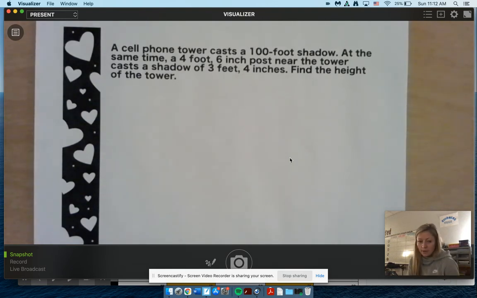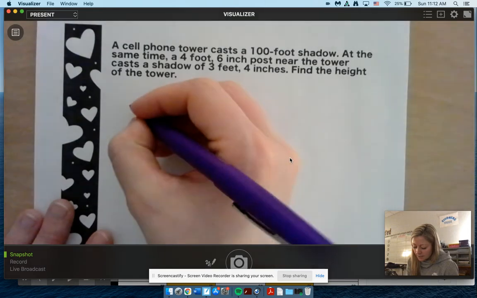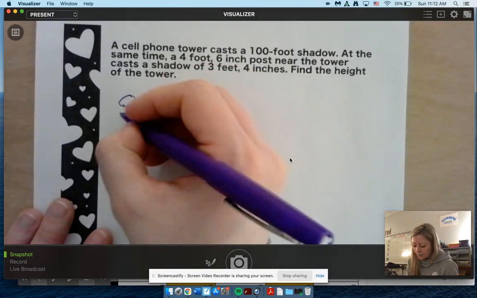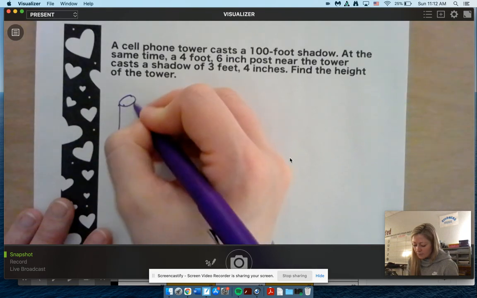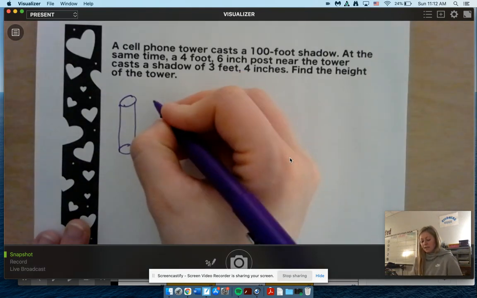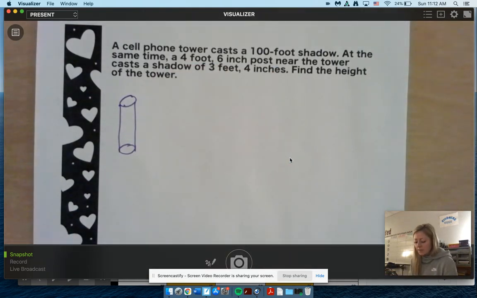So I'm going to draw a really terrible tower. I don't even know how you draw a tower, you guys. I don't even know if that's what a tower looks like, but that's mine. That's my tower, okay? So it's saying our cell tower. That doesn't look like a cell tower. It doesn't matter. Here's my tower.